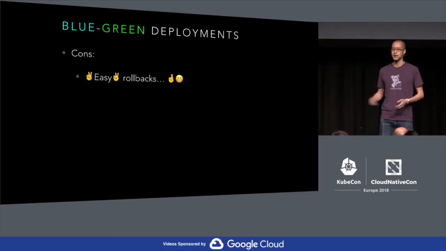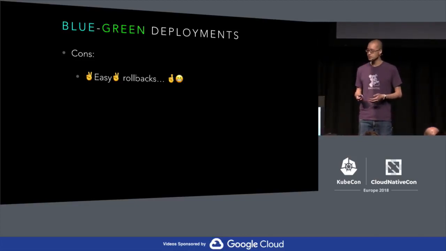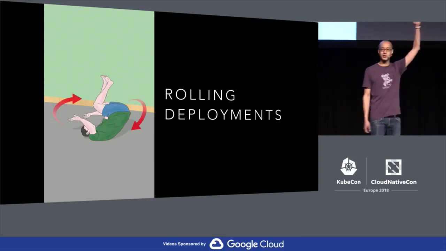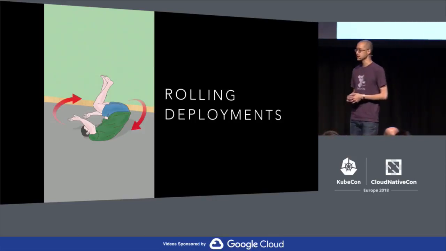Whether that's things like updating tables in a database, and suddenly you try to flip back and your data's all screwed up, things like that. How many people are doing rolling deploys? We are at KubeCon. So this is the way that Kubernetes by default does deployments.